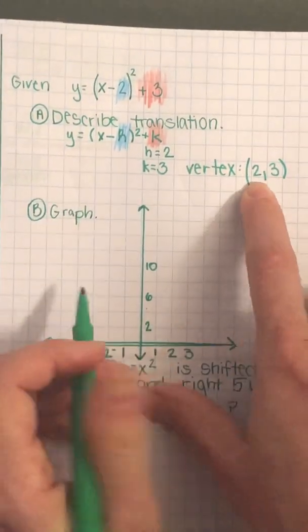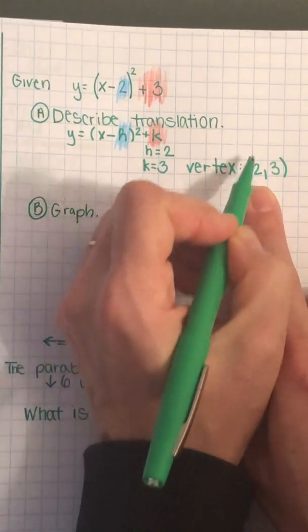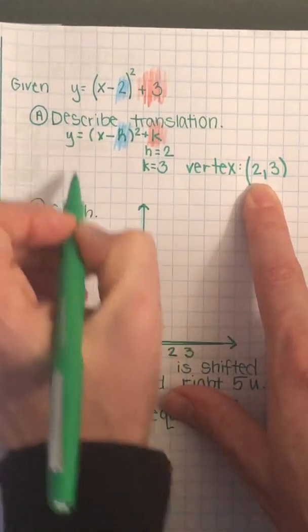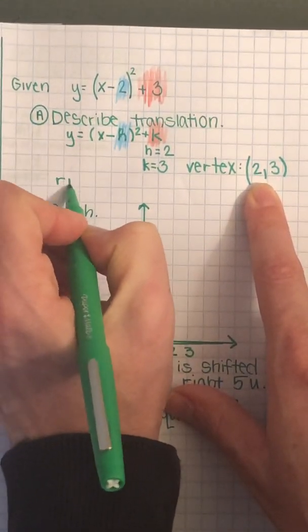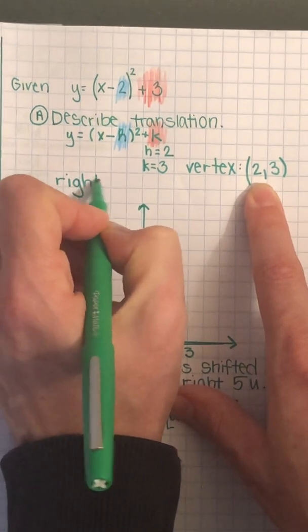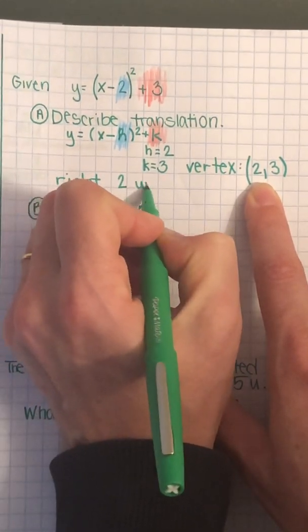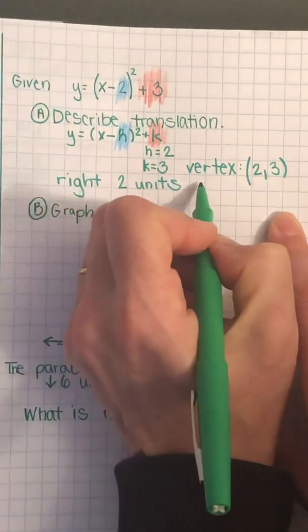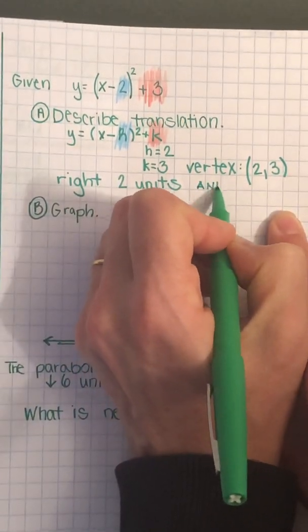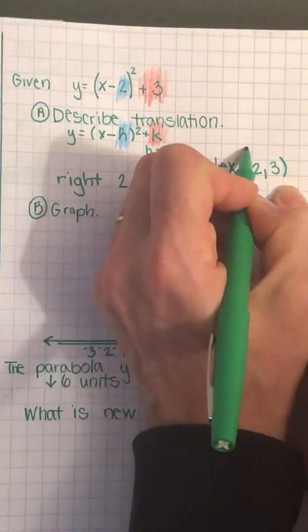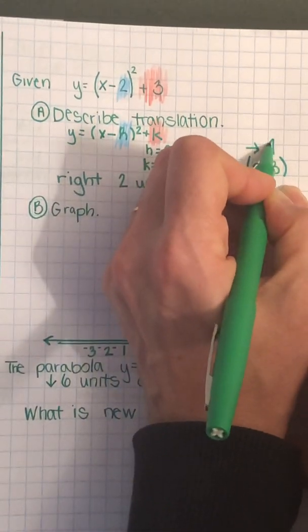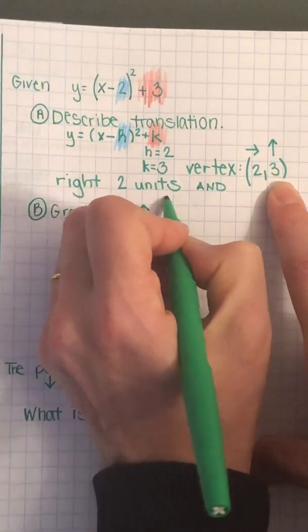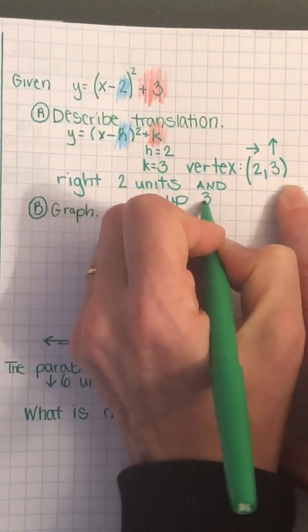If you want to describe it, well, from 0, 0, the original is at 0, 0. We would say right 2 units, and that's your h, so it goes that way. And the 3 is a positive, so it's going up. And up 3 units.